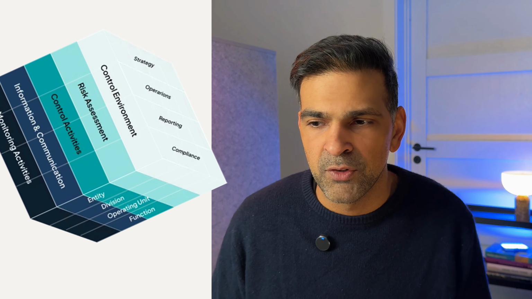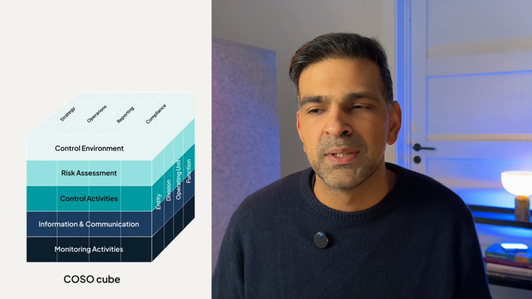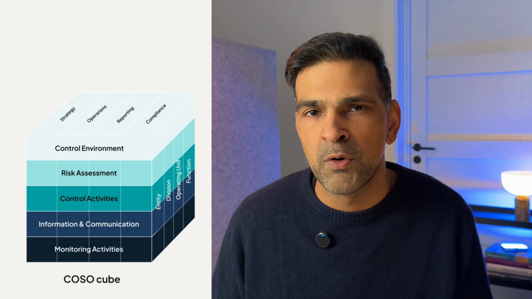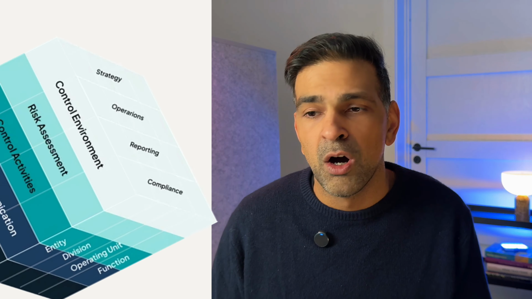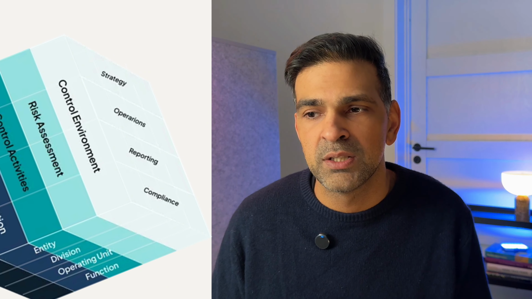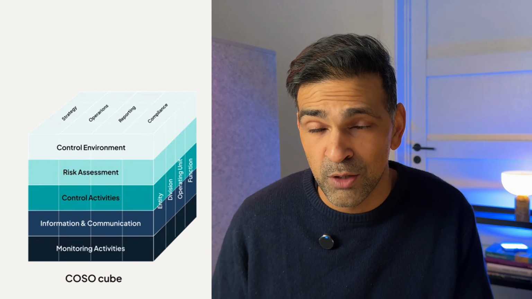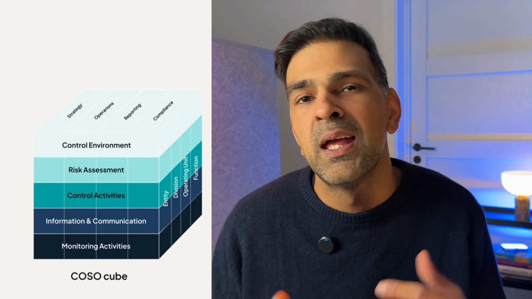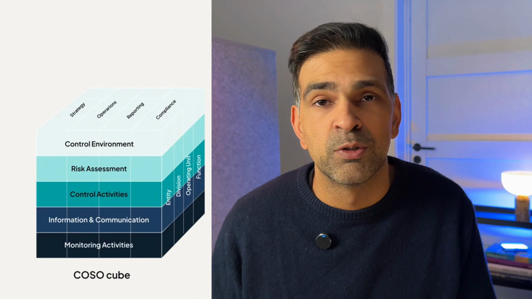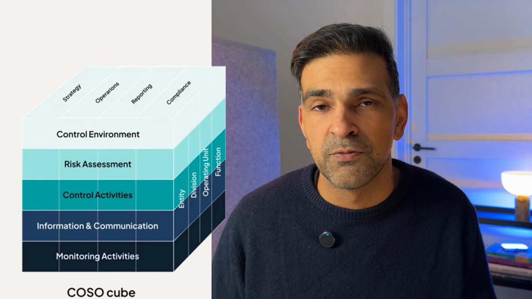So on the cube's left side, you would see entity level, division, operating unit, and function. And basically what this means is that the COSO framework applies all throughout the company or the organization. On top, you would see operations, reporting, and compliance. And this means that the internal control framework applies to all of the operations, all of the reporting, and to ensure compliance with rules and regulations. And then we go into the 5 key components of internal control.